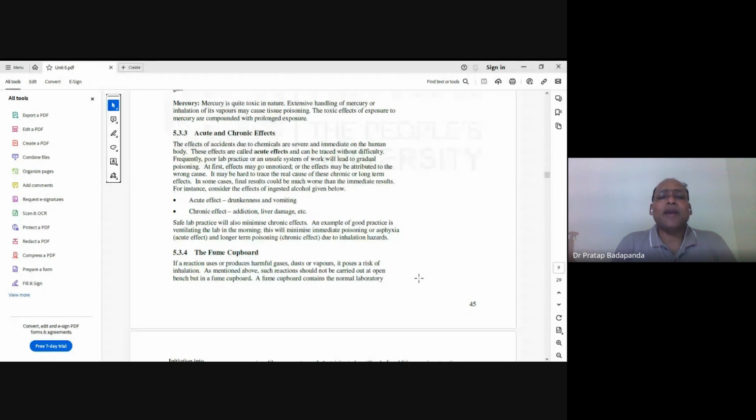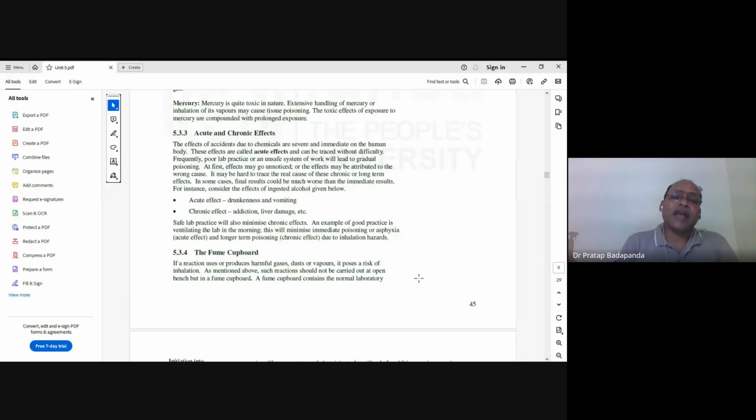The effects of an accident due to a chemical are severe and immediate on the human body. These effects are called the acute effect. Instantly what will happen can be traced without difficulty. Frequently, poor lab practice or an unsafe system of work will lead to gradual poisoning. At first, effects may go unnoticed, or may be attributed to the wrong cause.